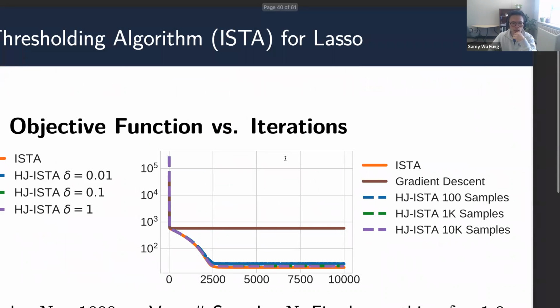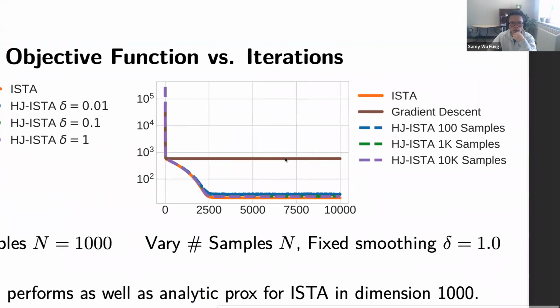Whoops, sorry about that. And if I now vary the number of samples, this is what we see. So the true ISTA is, again, in this orange over here. In the x-axis, we have the number of samples. In the y-axis, we have the function value. And we see again that for a fixed delta 1, the more samples we use, generally the more accurate. Here, for instance, 100 samples does worse.